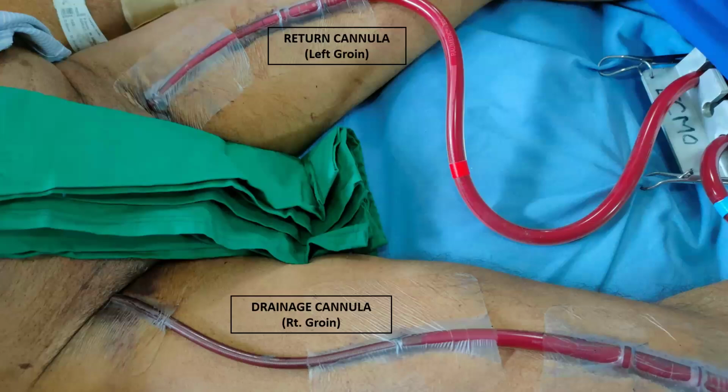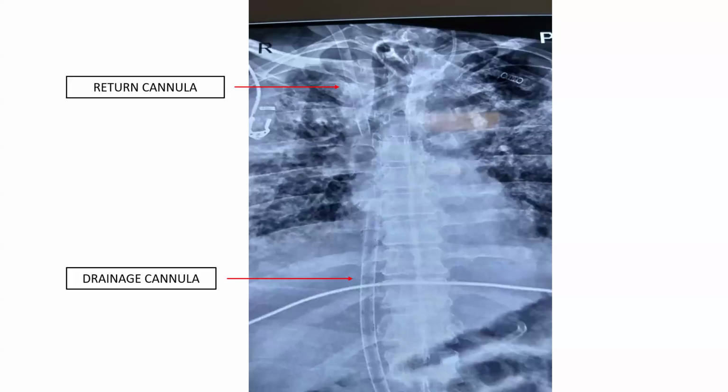Always remember, when we are doing femoral cannulation, the drainage cannula in the IVC is a little bit lower. The return cannula will be right up into the RA. And always check the position of the cannula tips. The cannulas are radio opaque, and there should be at least a 10 centimeter gap to prevent recirculation.